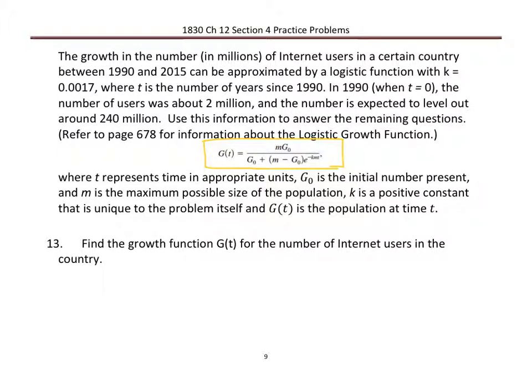So we're going to try to find G of T, which is the growth function for the number of internet users in this country that we're looking at. So G of T is going to be equal to this formula with some numbers plugged in. It says T represents the time in appropriate units. In this case, T is probably going to be in years, since we're looking at the years from 1990 to 2015. And in fact, it says that T is the number of years since 1990.